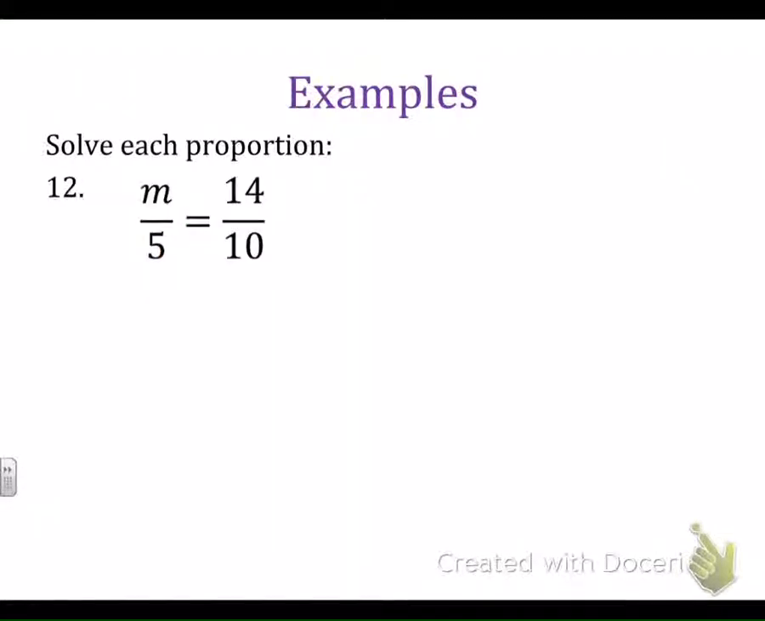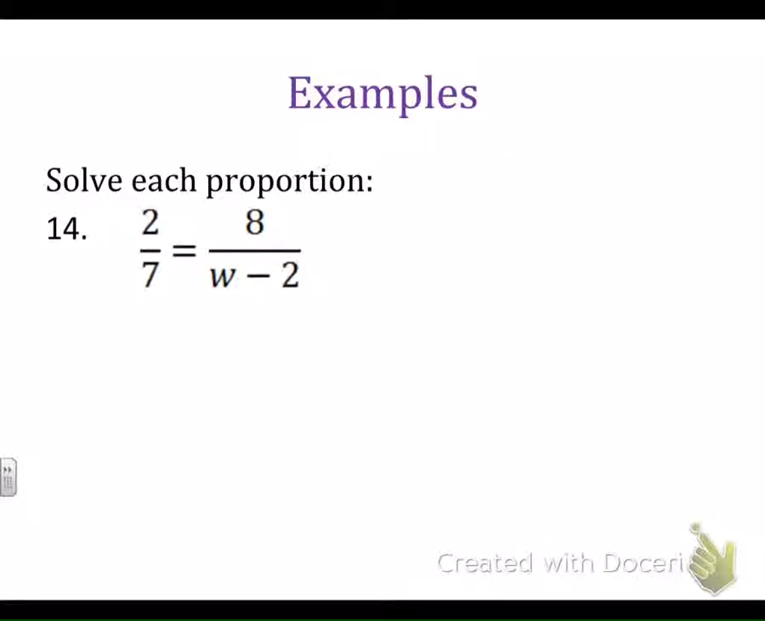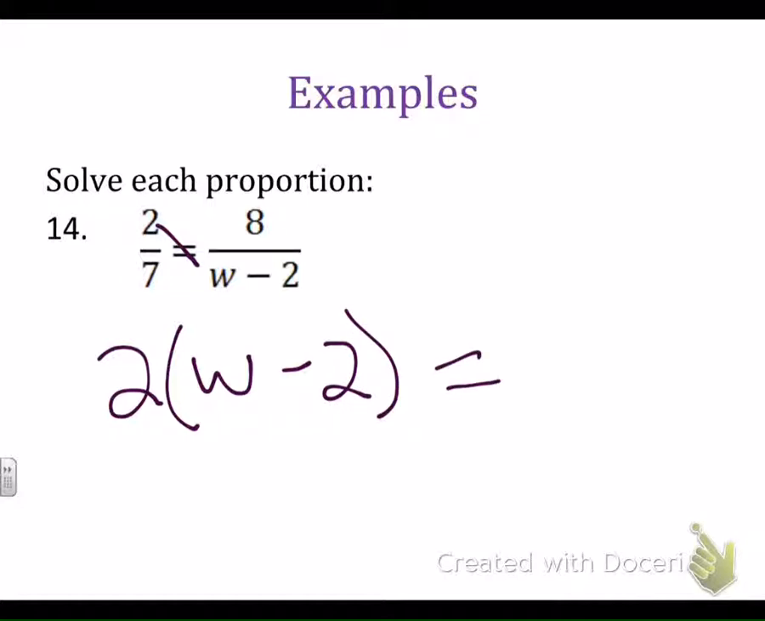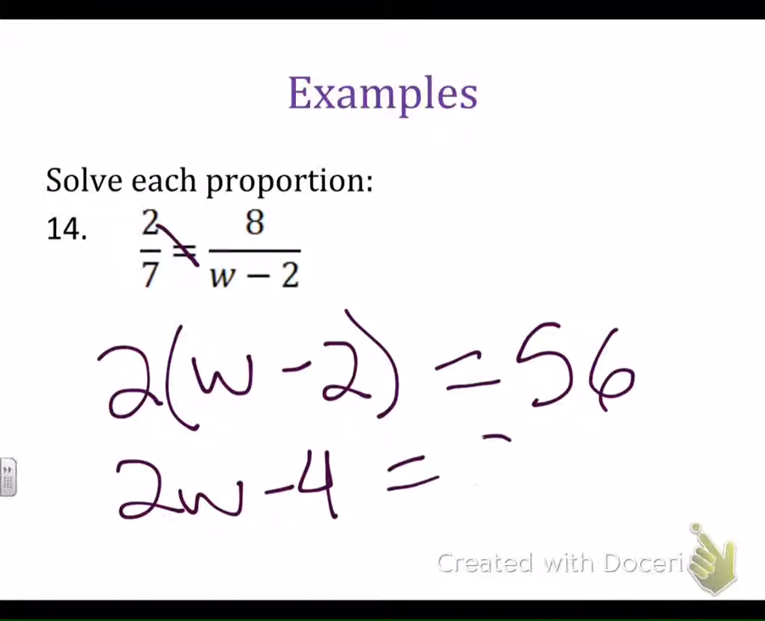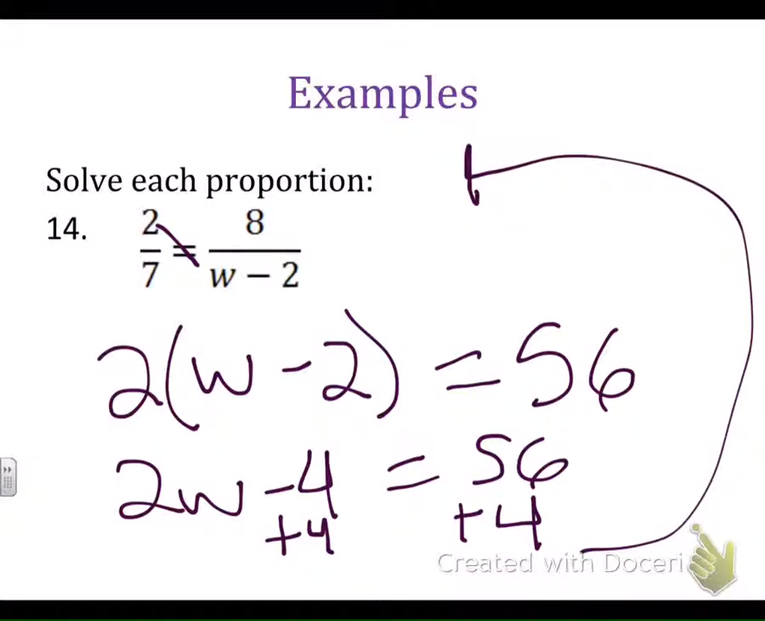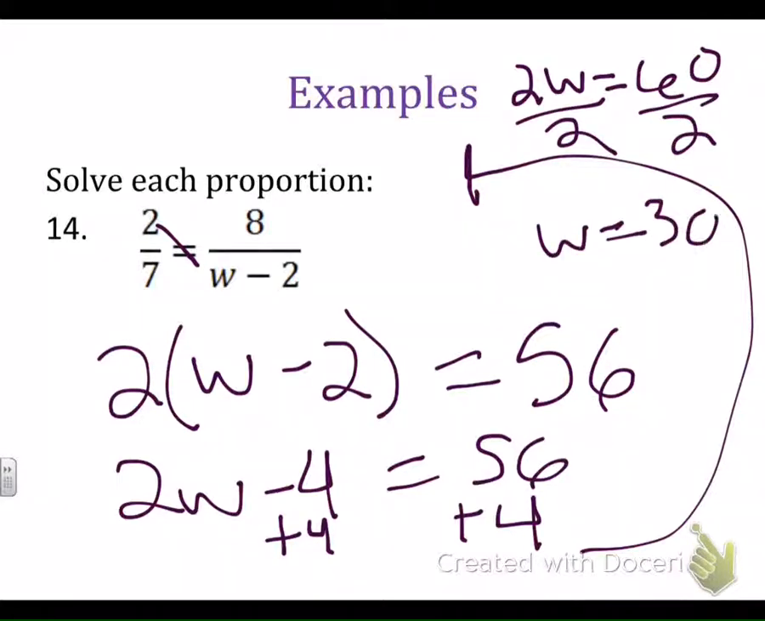Oh, we'll skip that one. Let's do this one. Alright, so we're going to do 2 times w minus 2 is equal to 8 times 7, which is 56. So 2w minus 4 equals 56, plus 4. So 2w equals 60. Divide by 2. W equals 30.